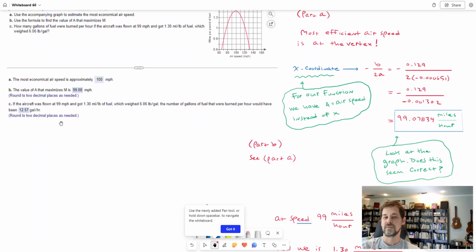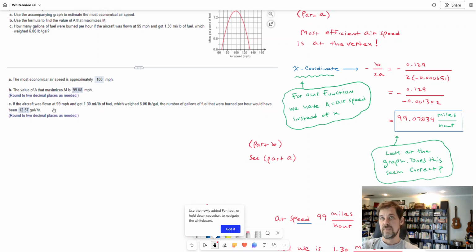Now let's look at this last part in a little more detail. It says this, it's somewhat hypothetical, but we'll take it as it is. If the aircraft was flown at 99 miles per hour and got 1.3 miles for every pound of fuel, okay, so that's the rate that it uses fuel at that speed, and the fuel weighs 6.06 pounds per gallon, the number of gallons of fuel that were burned per hour would have been, okay, so we need to find that number. I need to go from knowing how fast it's going, how fast it burns fuel in miles per pound, to figure out how many gallons per hour it's burning fuel.